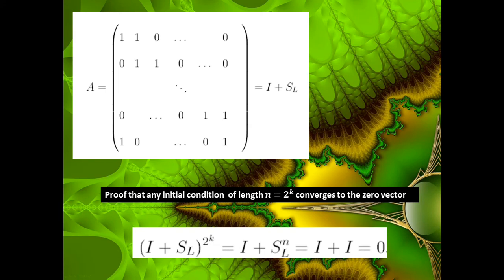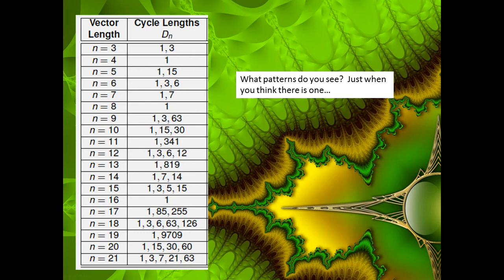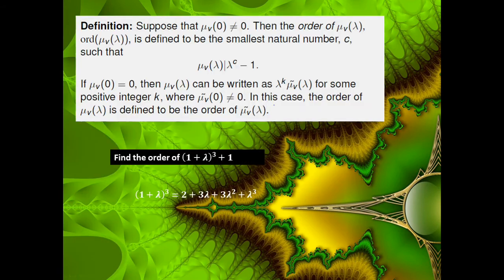Okay, so this is module 2. I just got done showing you this, and now we are going to move to the algebra part of it. So first I need to give you a definition. If I have a polynomial, and I put a little v here, meaning that polynomial might be dependent on a vector, but if it doesn't have any factors in it of lambda, then we call the order the minimal number c, integer c, positive integer, such that mu v of lambda divides lambda to the c minus 1.